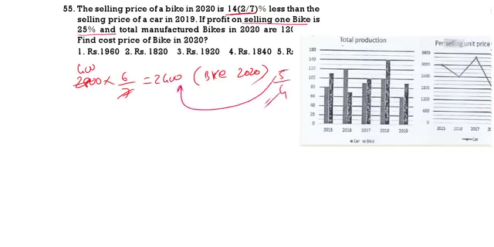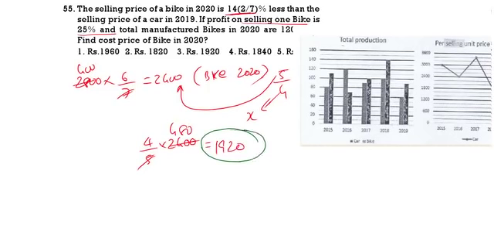4 parts. Cost price means 4 parts equal to how much? 4/5 into 2400. So what is the value we are going to get? 480 into 4. That is 1920. 1920 is the correct answer. 3 is the correct answer. See the next question.